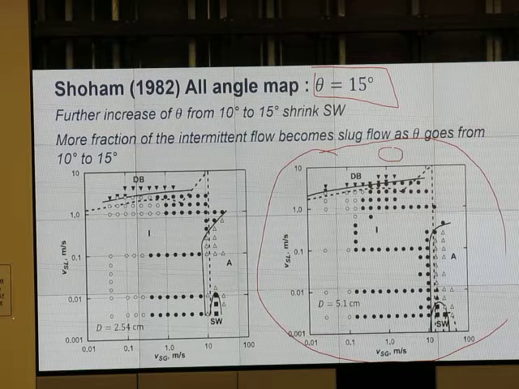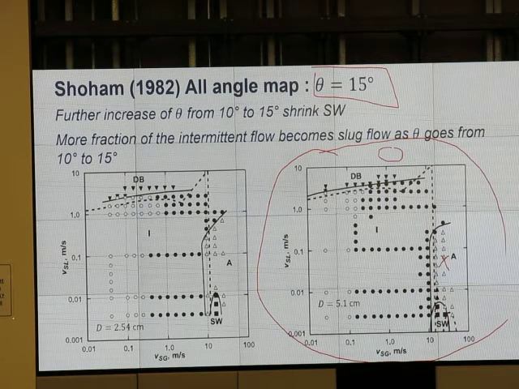I tell you the mass flow rate of water at that location and the mass flow rate of gas at that location. Can you tell me VSL, VSG, and tell me what the flow pattern is? Draw the line over there and tell me the flow pattern.